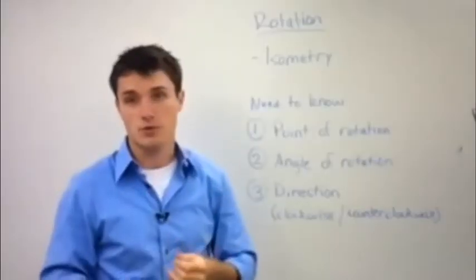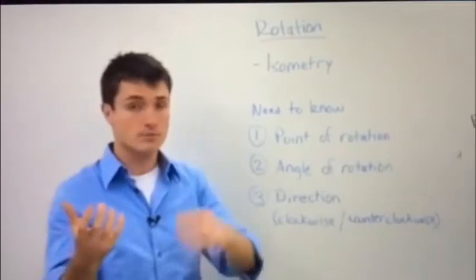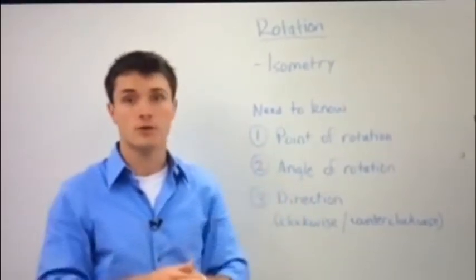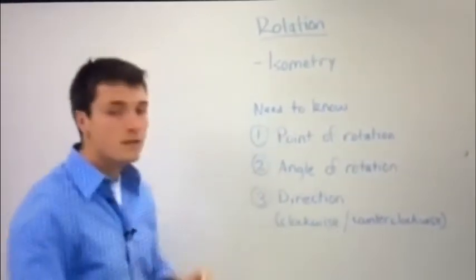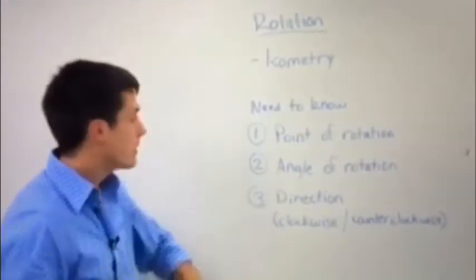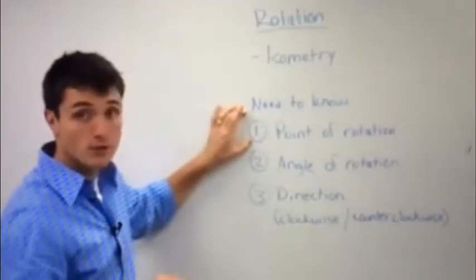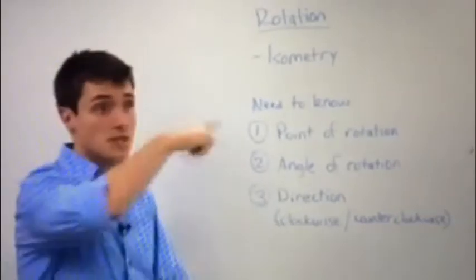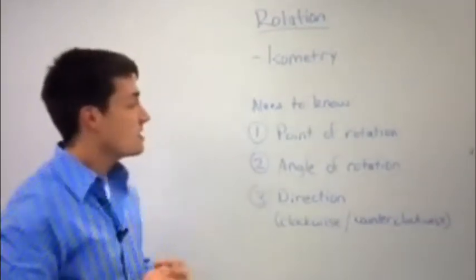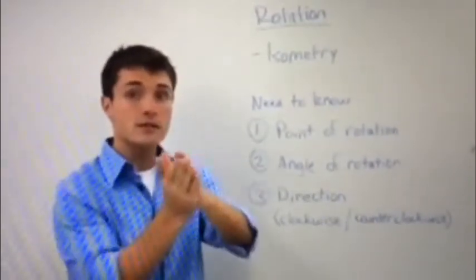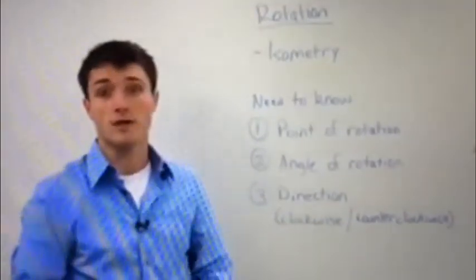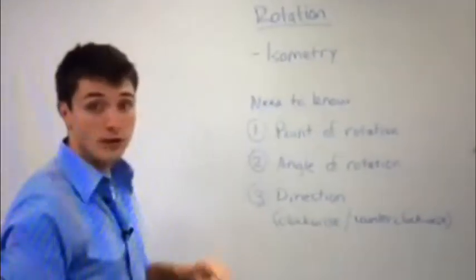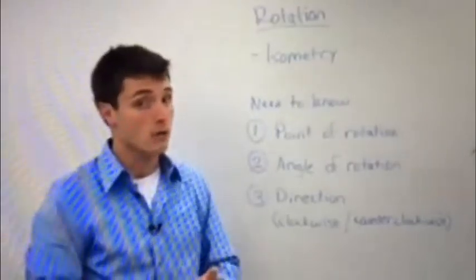Rotation is an isometry, which means the beginning image and the new image are going to be congruent. You need to know three key things when you are performing a rotation. First thing is a point of rotation. Otherwise, you're just going to be rotating in space. Secondly, you need to know an angle of rotation. That tells you exactly how far to rotate. And last, you need a direction, either clockwise or counterclockwise.